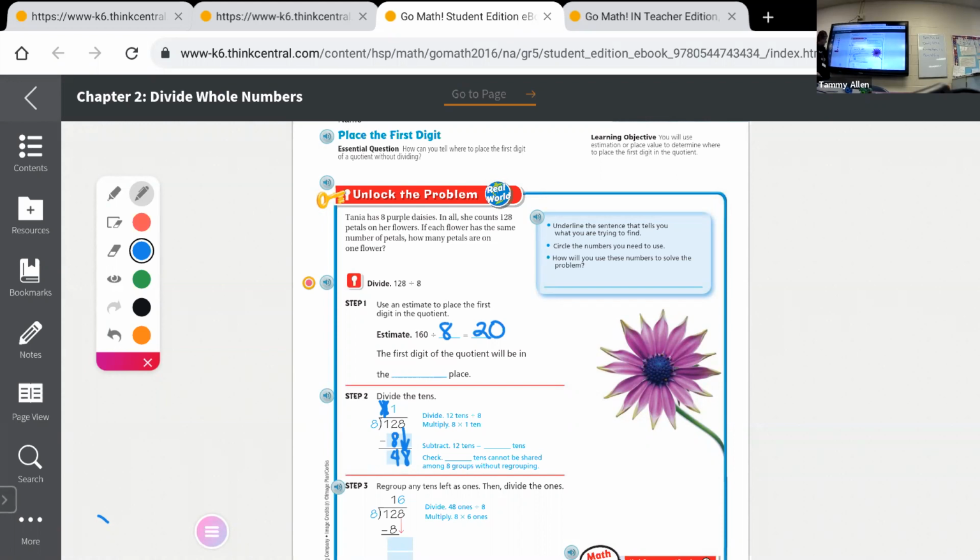So then jump down to step 3, which is that 48 I just told you about. And now we look at how many 8s go into 48? 6, and that's where the 6 comes from here in the ones place. 8 times 6 is 48. We subtract and we get 0. So our quotient is going to be 16. Is 16 close to our estimate of 20? Indeed it is.